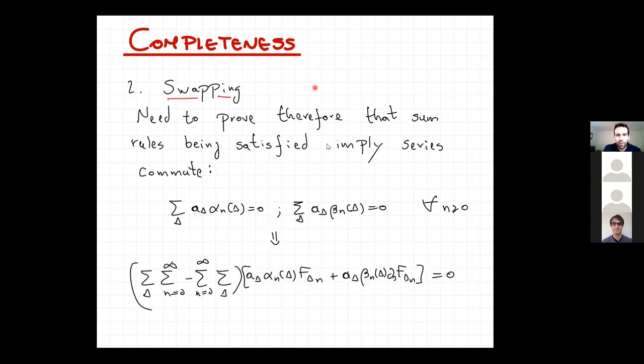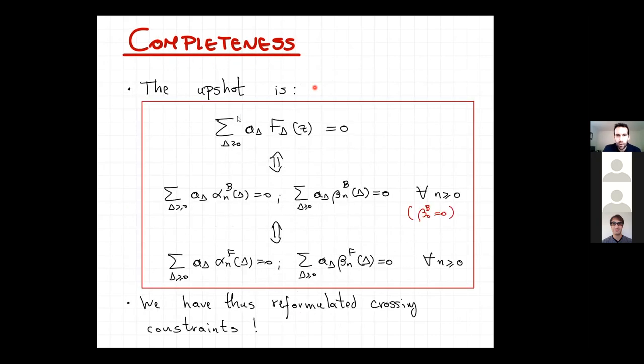Okay, so basically we've proved completeness. What we've shown is that studying the crossing equation is the same thing as studying these sum rules. And the point is that it's much easier to understand the consequences of these sum rules than to understand the consequences of the crossing equation. So that's the logic.